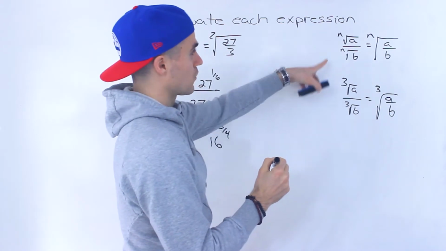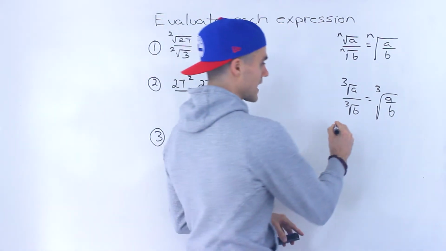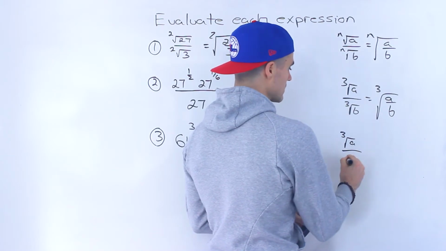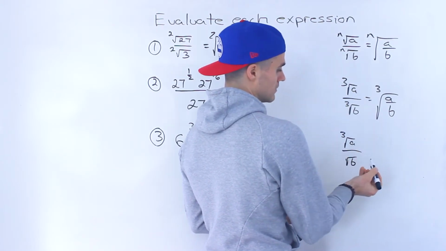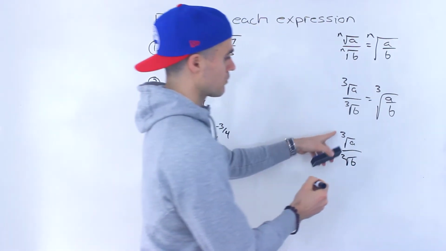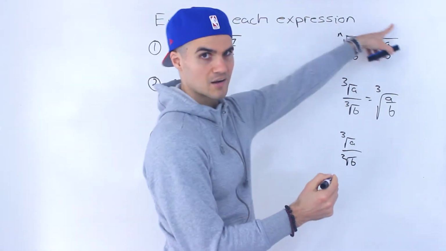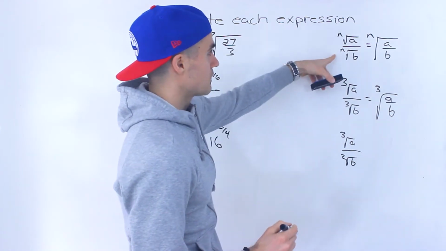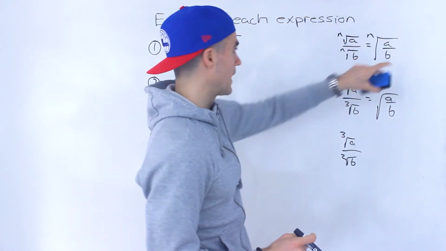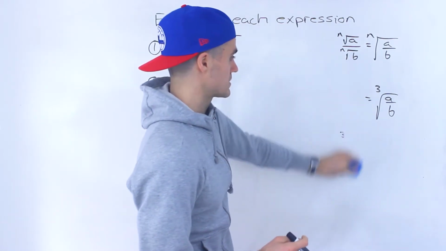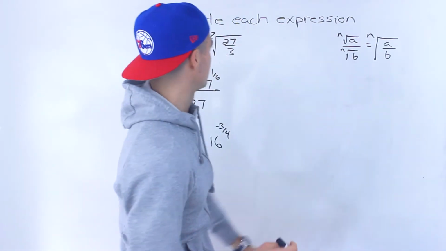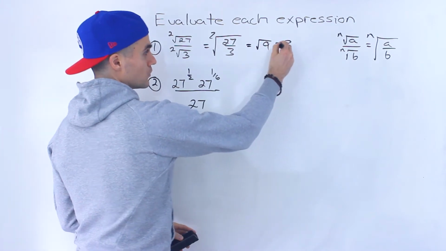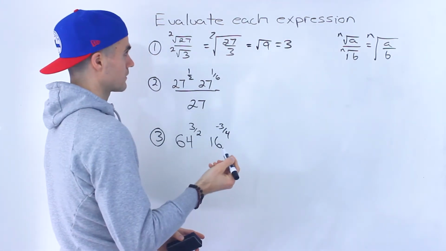Now, in order for this to work, these two have to be the same. So you can't have the third root of a over, let's say, the square root of b, because that would be a 2 there. 3 and 2 are different, so you can't combine it into one like that. So these two have to be the same in order to combine it into one expression. And so from here, we would have the square root of 9, which gives us 3.